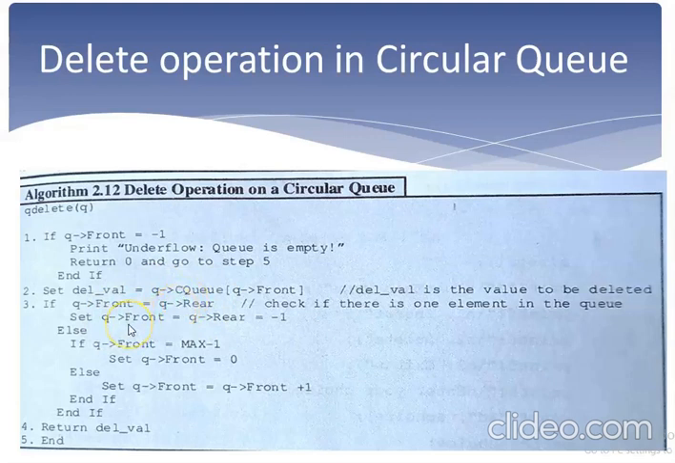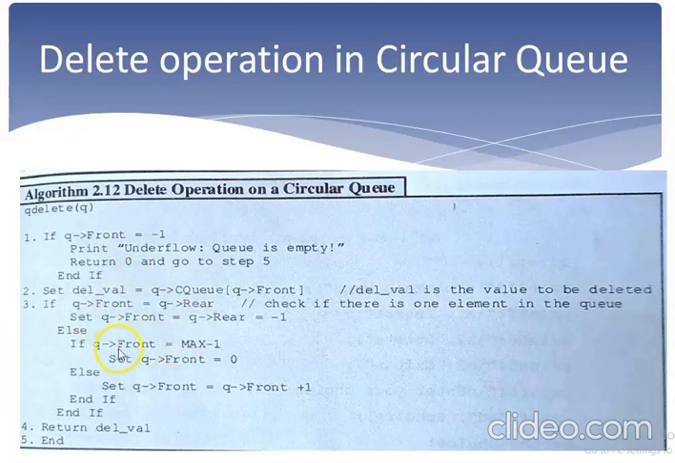In that case, the queue becomes empty. When the queue is empty, the pointers have to be represented as -1 only. So front and rear are made -1, if there was only one element in the queue. Otherwise, there are multiple elements in the queue, because the queue is not having only one element, it has more than one element.